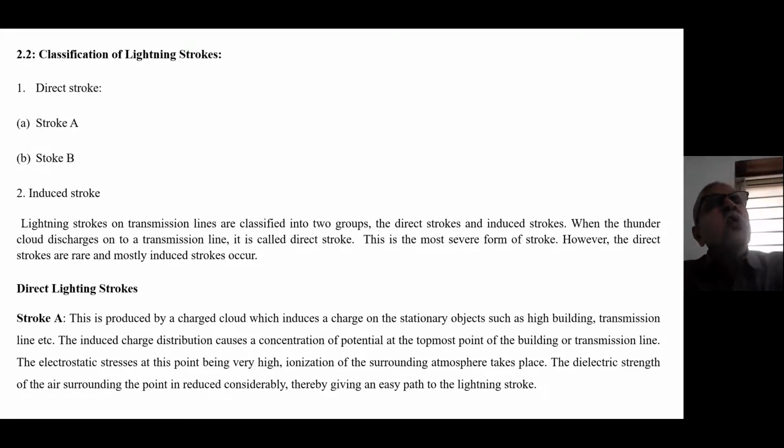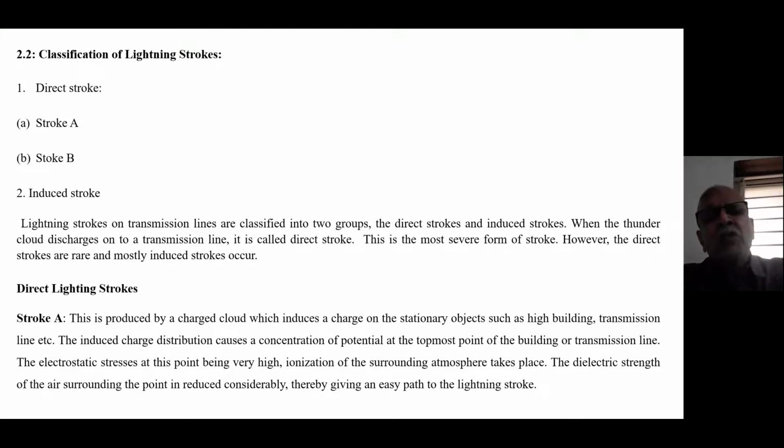Direct strokes means the strokes that come up to the ground, from cloud to ground. That is a direct stroke. In that also there is stroke A and stroke B. And the second type of stroke is the induced stroke. Direct strokes are very rare. Induced strokes are very common. An induced stroke means the stroke does not fall up to the ground. But because the cloud is charged, say positively, a cloud can be positively charged, can be negatively charged. Which cloud can be positively charged? Which cloud can be negatively charged?